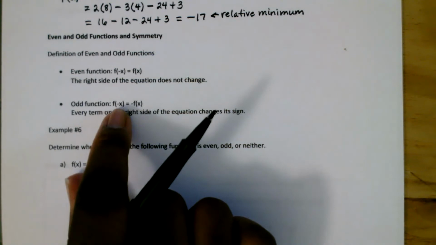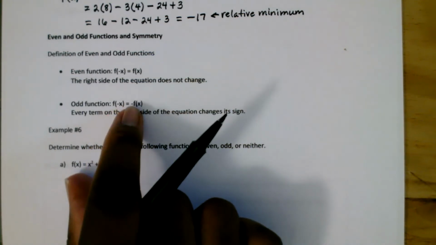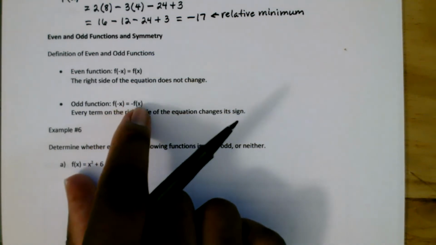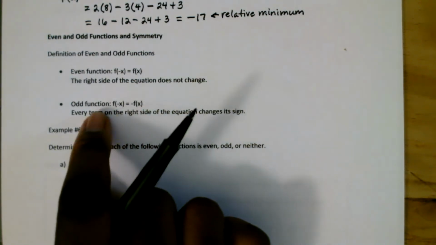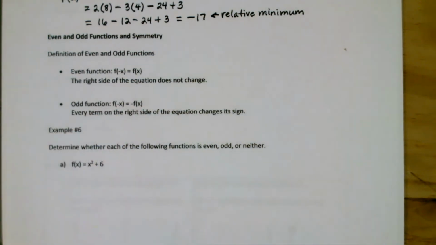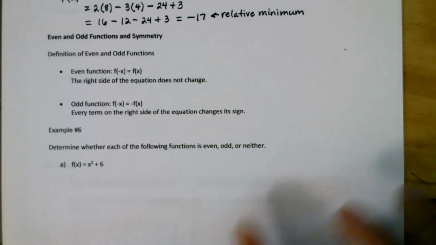Substitute the x with negative x in f of x, and if you get the opposite of the original function, that's negative f of x, you have an odd function. That means every term on the right side of the equation changes its sign. Now let's look at a few examples of what this means.